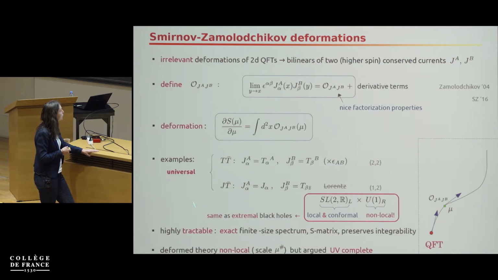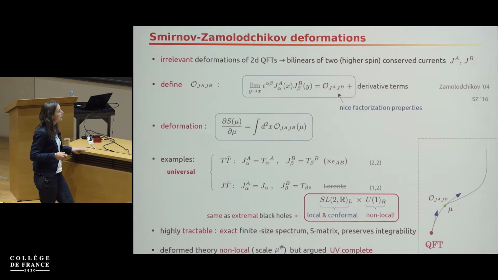Why are these deformations interesting? They have been quite a lot studied in the literature. One of the reasons is that not only can you define this irrelevant flow up to finite parameter, but the theory that you get is highly tractable. People compute a lot of exact results. They get the exact finite size spectrum of the theory, that is, the spectrum on a cylinder, and the exact S matrix. The theory preserves integrability if it's initially present. These are all extremely nice properties.